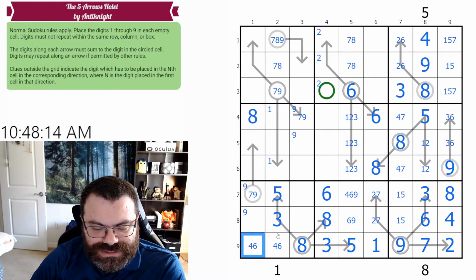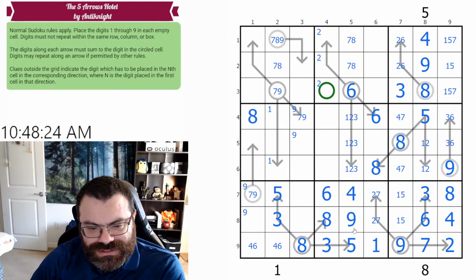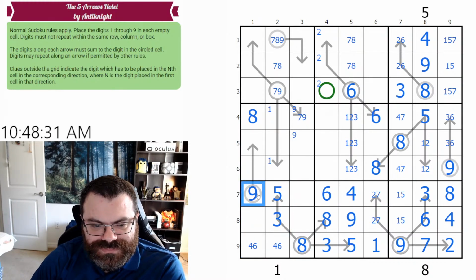This is not a 1. This is a 9 and a 4. Where does 9 go in this? Oh yeah, this 9 sees that corner mark, so that places a 9.